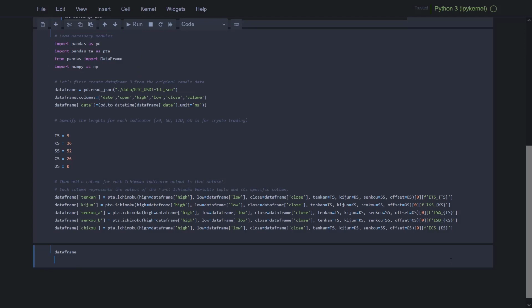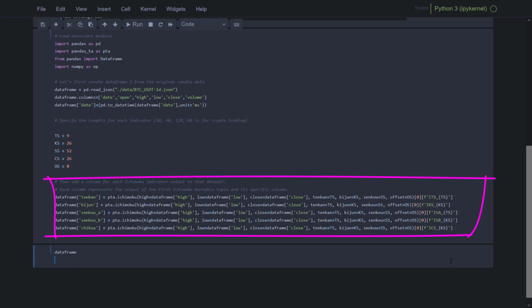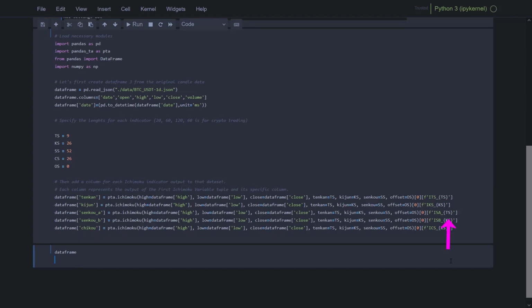Then I created the actual data frame, named the column headers and also made the Unix timestamp human readable. Here in this section I created some variables that represent the lengths of the different Ichimoku indicators. This will come in handy if you want to change the indicator value, because you only have to change it here and not throughout all the code. In this part I created the actual columns with the Ichimoku indicators. And here you see the variables I created earlier.